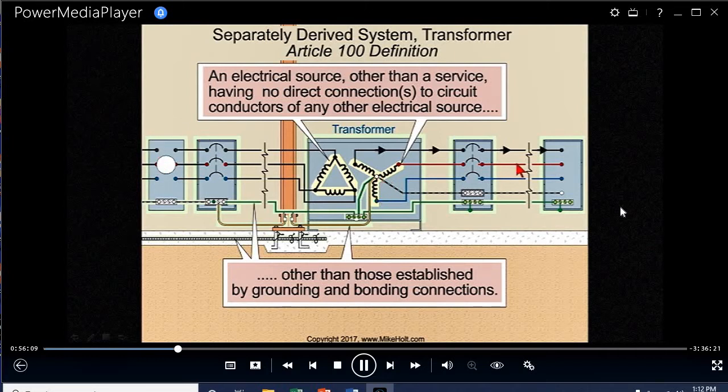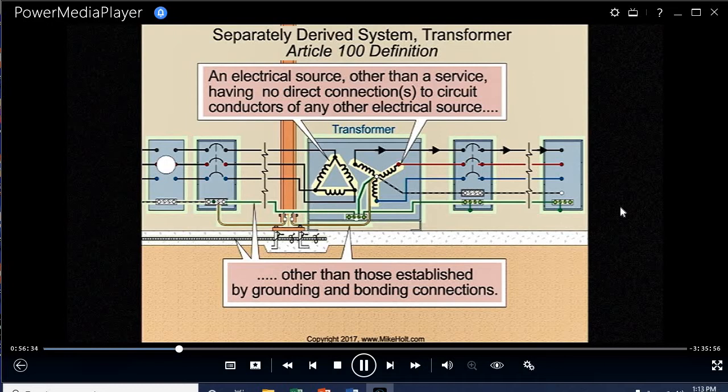So the secondary winding, other than service, where there's no direct connection to circuit conductors of any other electrical source. If you take a look at a secondary winding, there is magnetic coupling between the primary, but there's no direct electrical connection between the primary and the secondary. So this is going to be your typical transformer. Okay, other than those established by grounding and bonding connections.